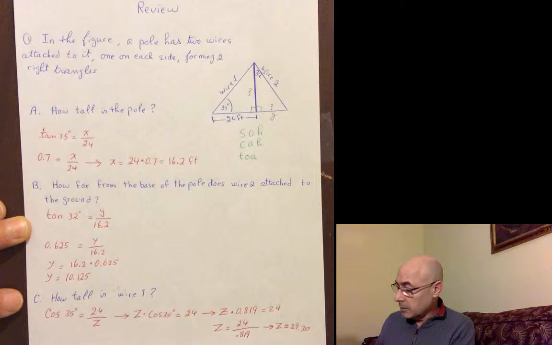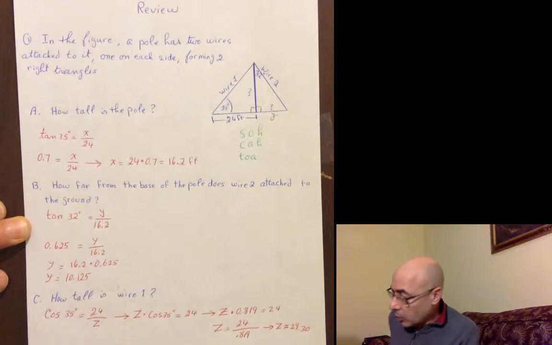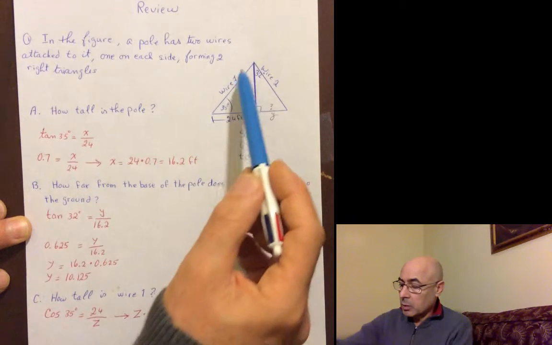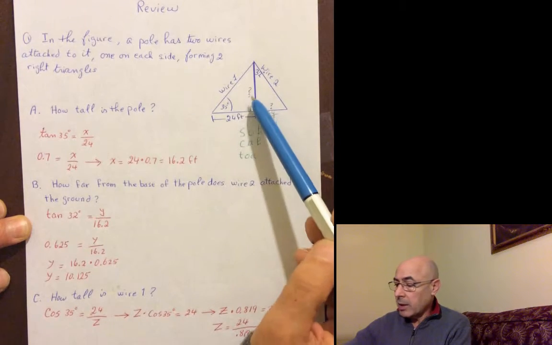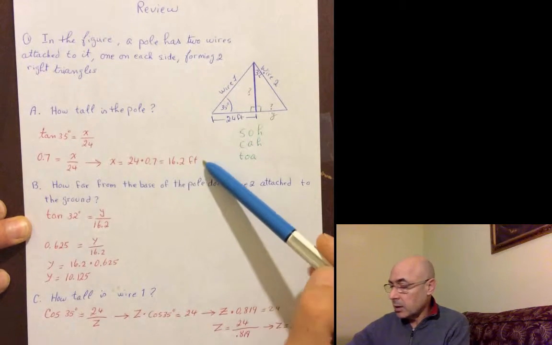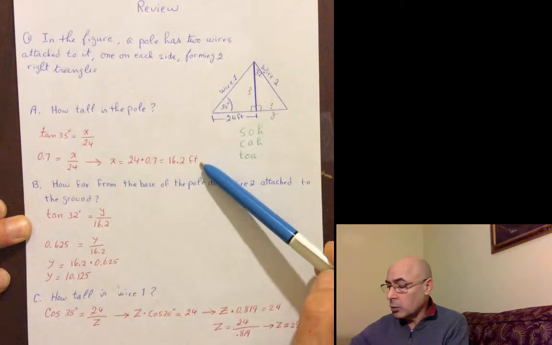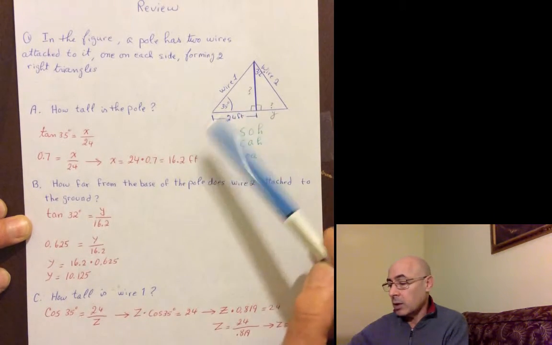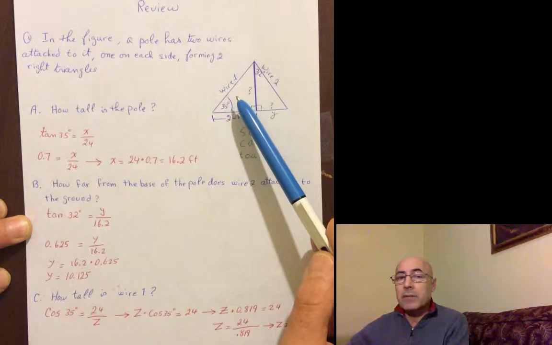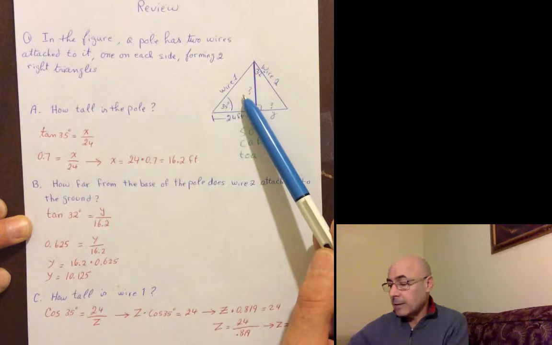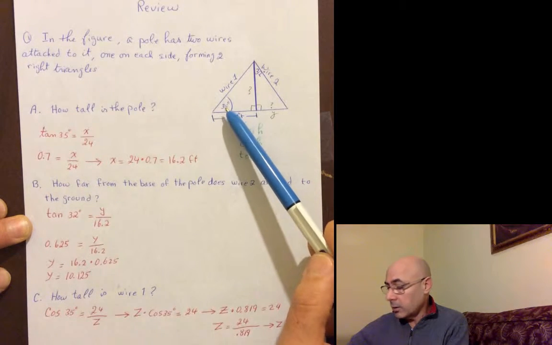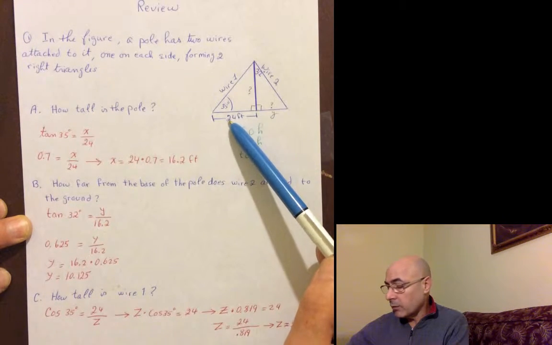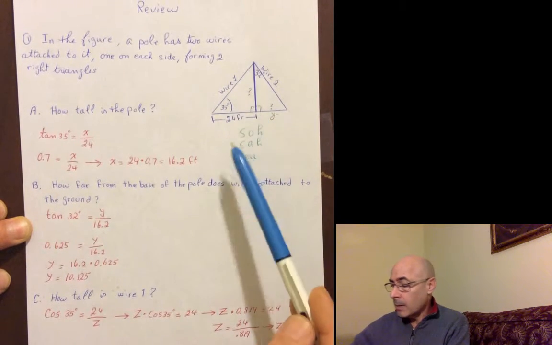Part C, how tall is wire 1? Want to know how long is this? By now we know this side from part A, 16.2. We know this is 24. You can apply the Pythagorean theorem, or if you want to use the trig functions one more time, you can do that. I know the 35 degrees. I know its adjacent is 24. I want to find the hypotenuse.